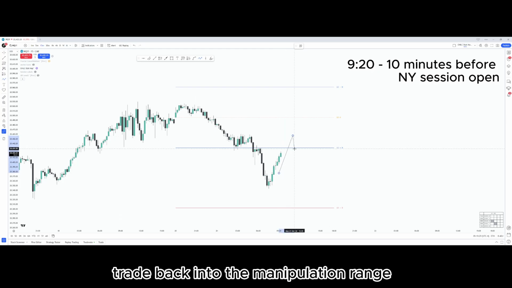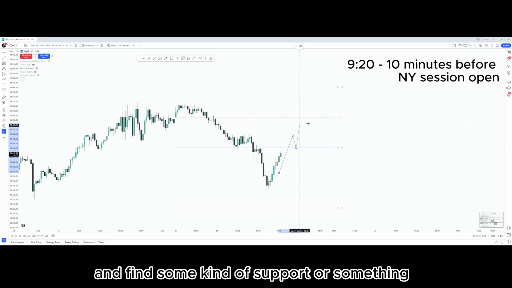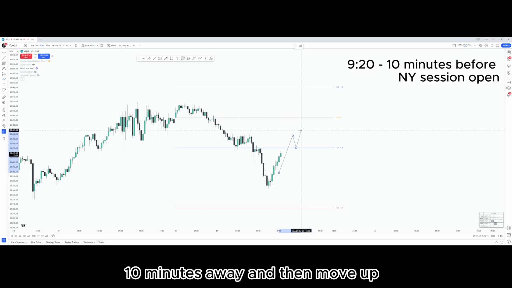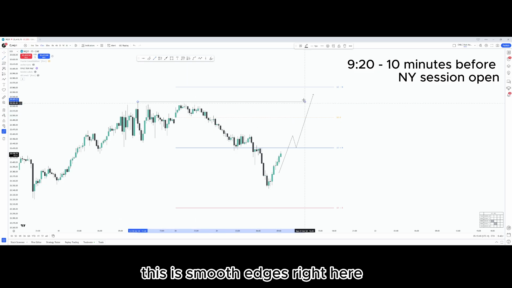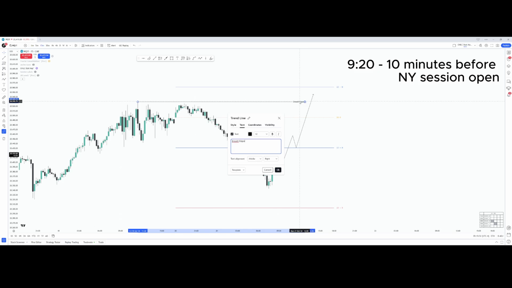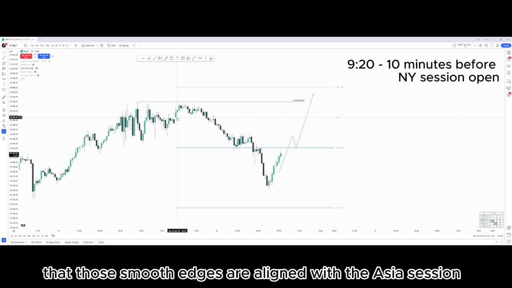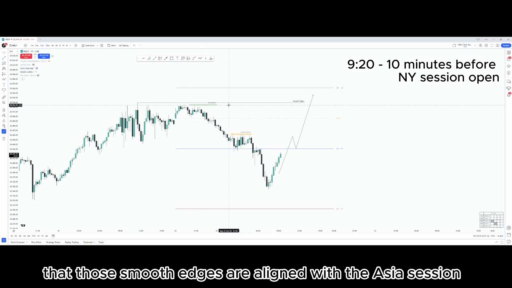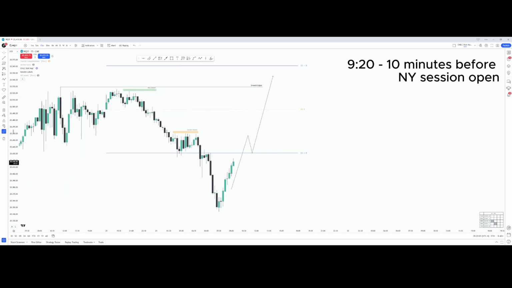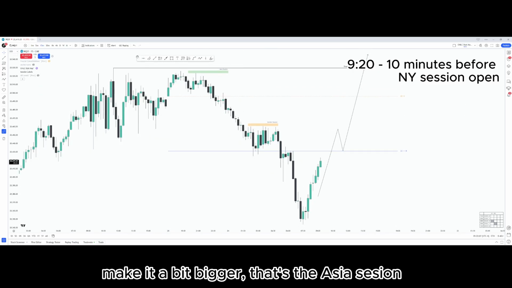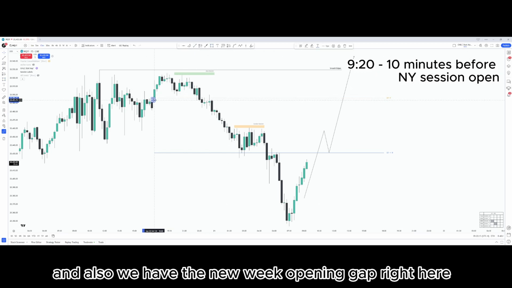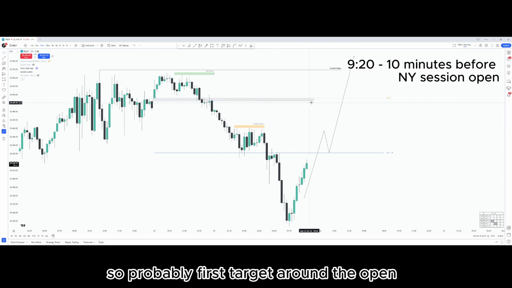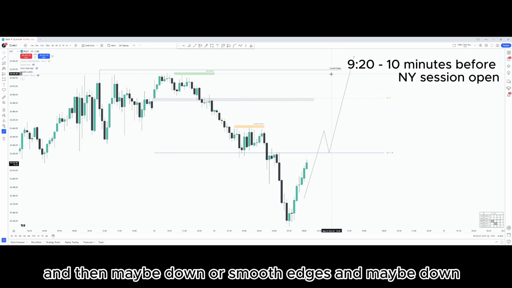trade back into the manipulation range and find some kind of support around the open that is 10 minutes away, and then move up. And we have on the upside these smooth edges right here. Those smooth edges are aligned with the Asia session. Make it a little bigger. That's the Asia session. And also we have the new week opening gap right here around the open, so probably first target around the open and then maybe down, or smooth edges and maybe down.